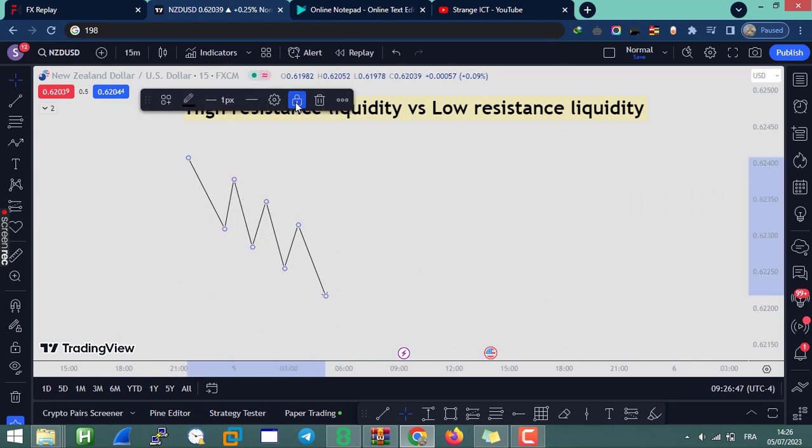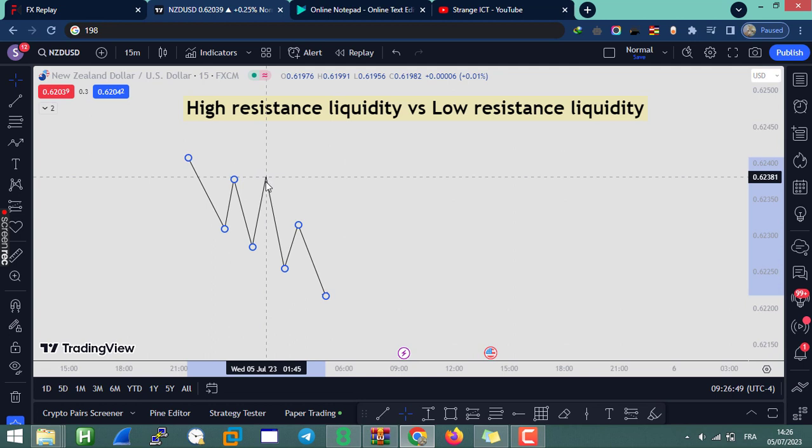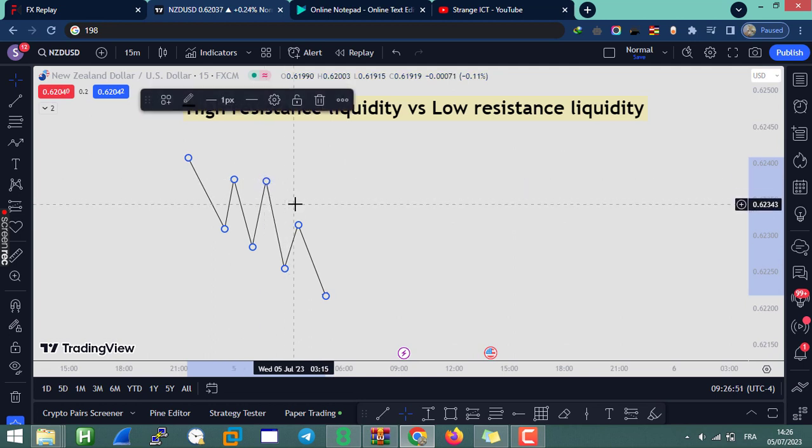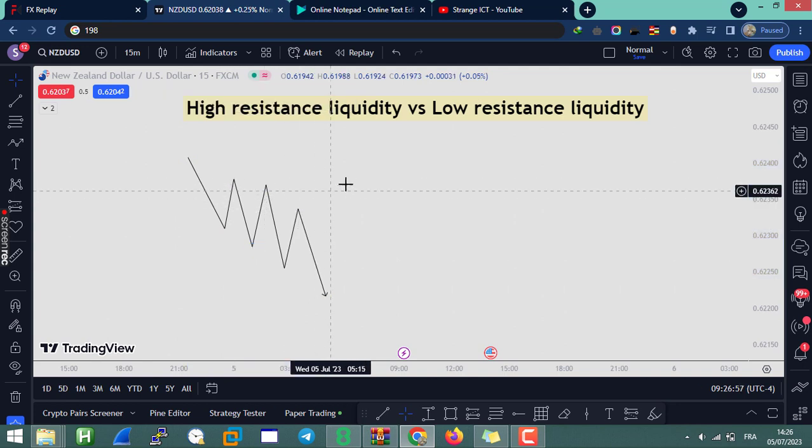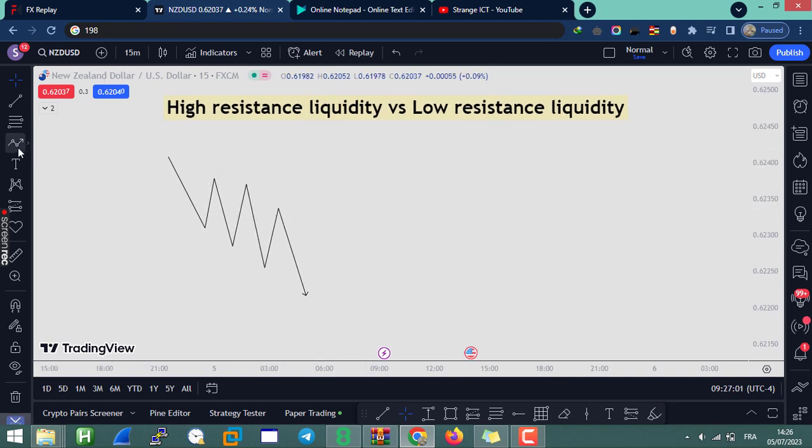It can be also like this. So price is forming equal highs. All right. So this is also called low resistance liquidity. High resistance liquidity is like this.